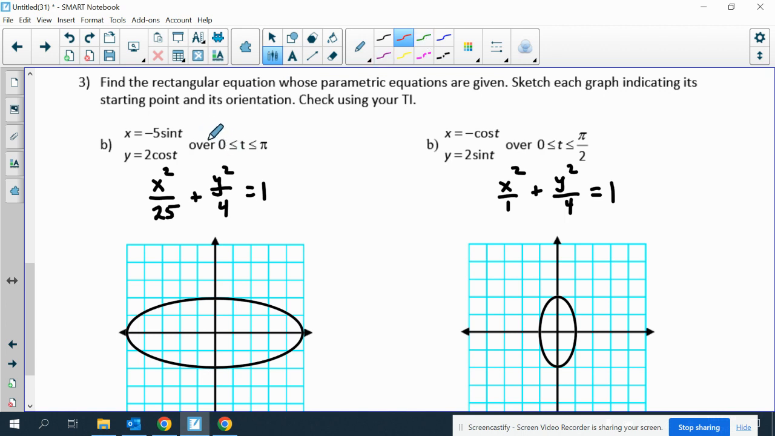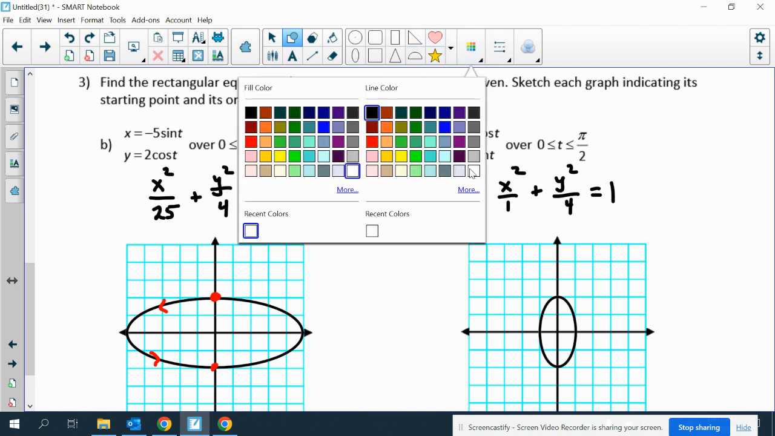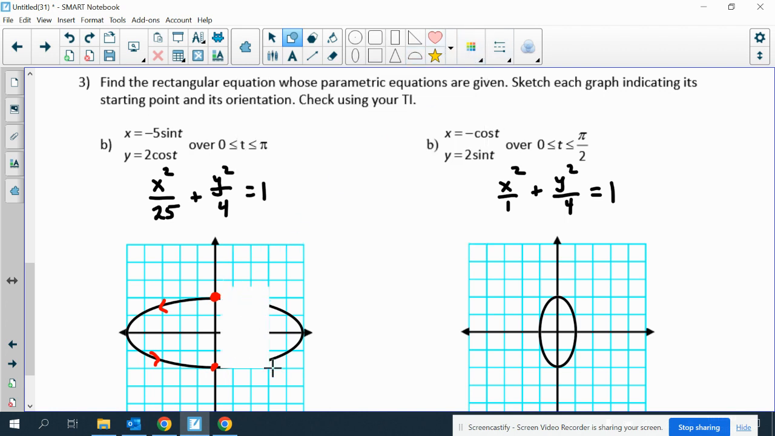So when I substitute in 0, notice I get 0, 2. So I start here. And then as I move to pi halves, I would end up at negative 5. So this is my orientation. And it goes all the way until here. So notice what's going on is that since it only goes from 0 to pi, I really don't want this back half of the graph. So it's just this part of the ellipse.